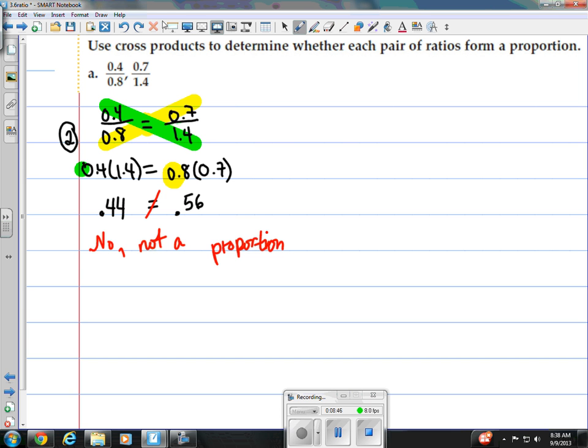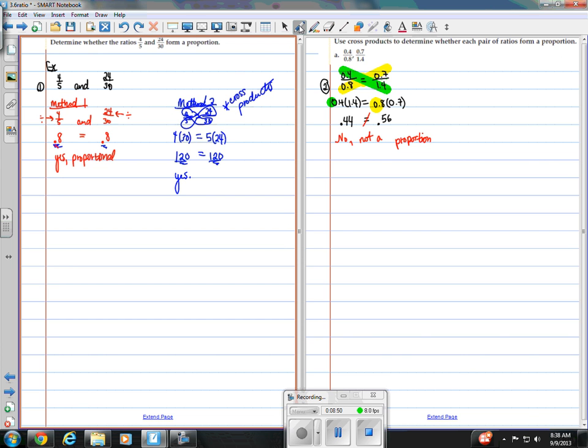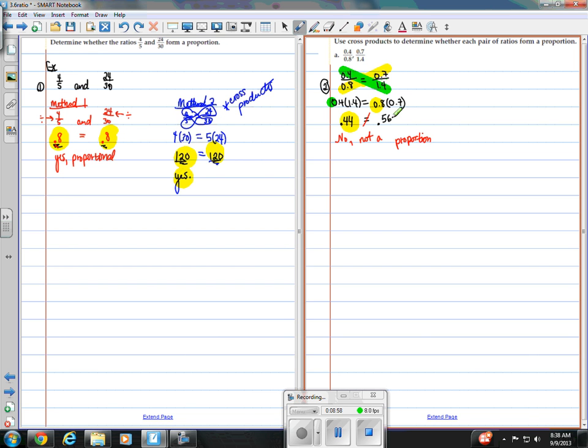So if we compare this example with our last one, if it equals the same thing on both sides, it's yes, it is a proportion. If it doesn't equal the same thing, then it's no, not a proportion.